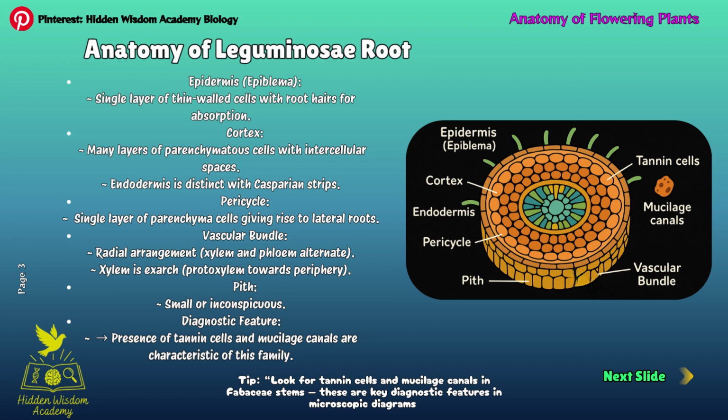The xylem and phloem are arranged alternately in a radial pattern, with exarch xylem, protoxylem towards the periphery. The pith is very small or absent. A special feature of Leguminosae roots is the presence of tannin cells and mucilage canals, which help in protection and storage.